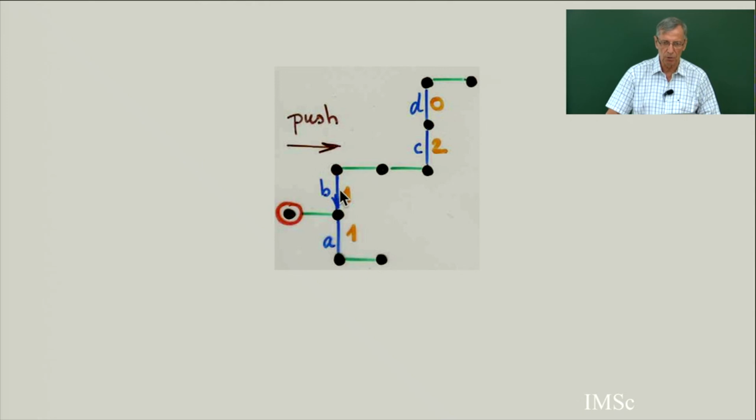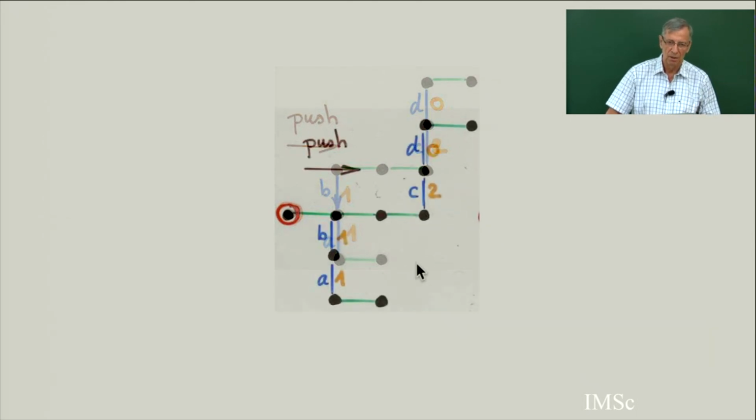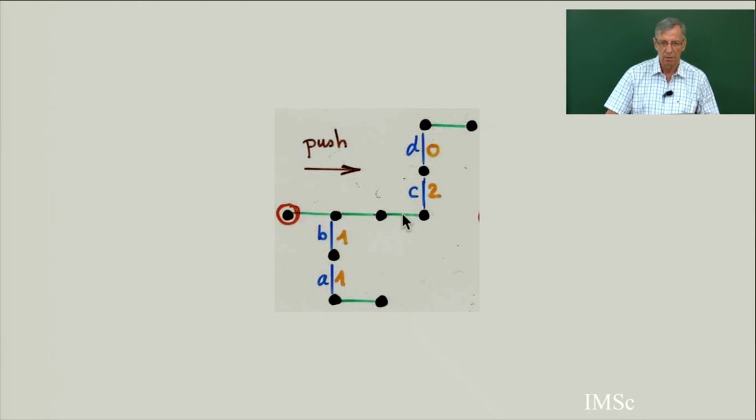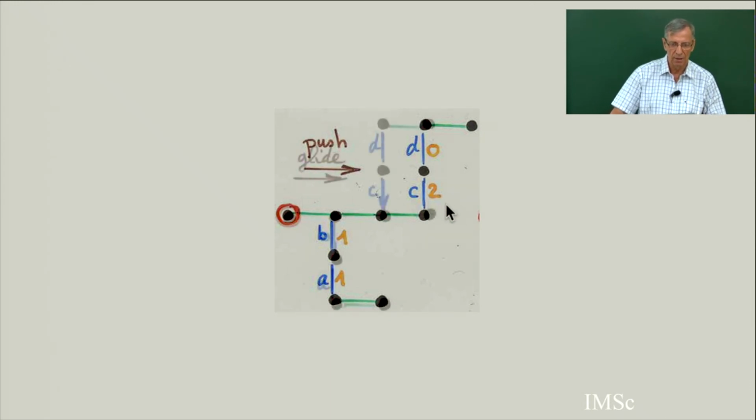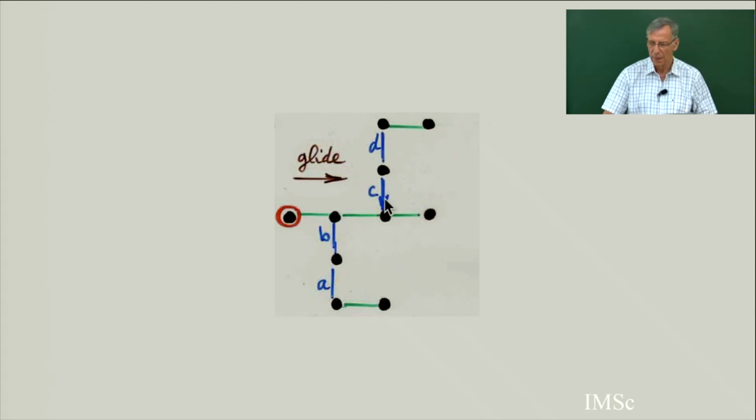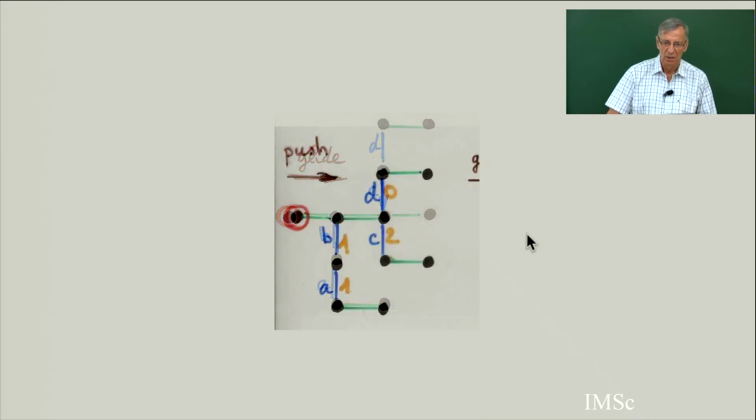So this edge should be at distance 1 of this vertical line. It's already at distance 1, so I don't need to make gliding. I have just to push, and I do this. So this is going to be part of the binary tree, and this is the remaining part of the path. Now this edge has to be at distance 2, so I am going to glide it like this. And now I push, and you get this.